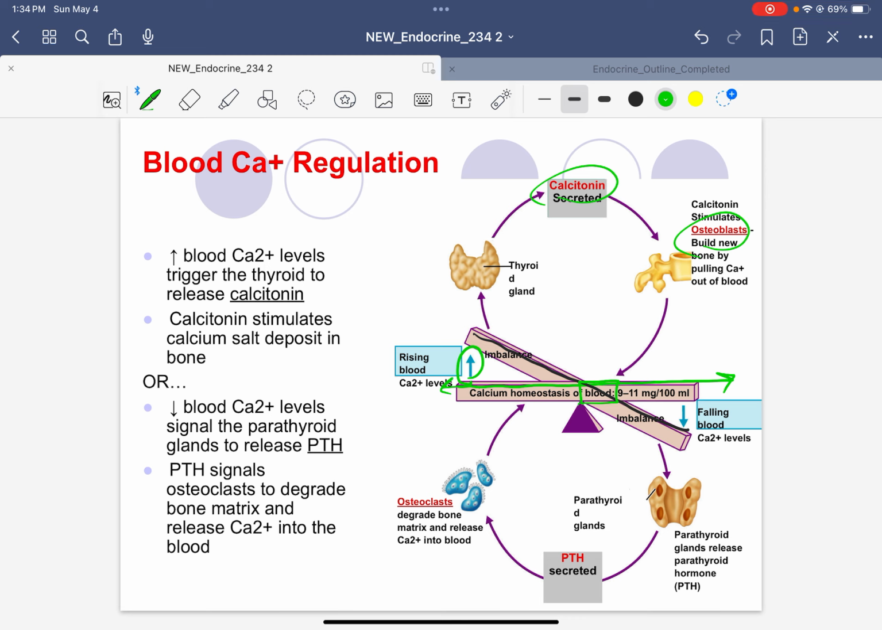Now here's the kicker. How can osteoblasts help to lower blood calcium? Well, osteoblasts build bone. In order to build bone, they've got to pull calcium out of the blood. So if we have a problem where our blood calcium is too high, we actually want the osteoblasts. If I have too much blood calcium, we want the osteoblasts to take calcium out of the blood and help it build bone in the bone, thus lowering blood calcium back to normal.